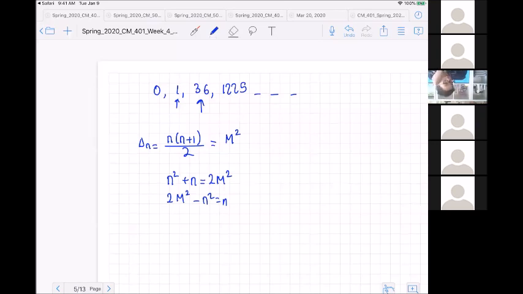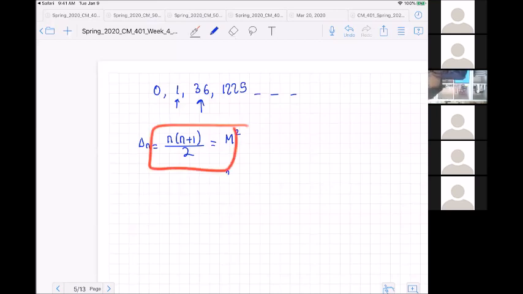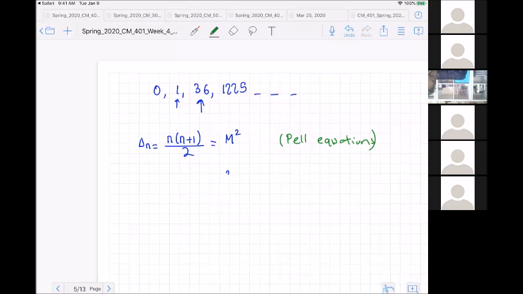Again, we know that we want this one to be a perfect square. The tool that will help us find which of these are perfect squares, to solve for integer solutions, is something called Pell equations. We are not going to get into those here, but I will give you a general form.